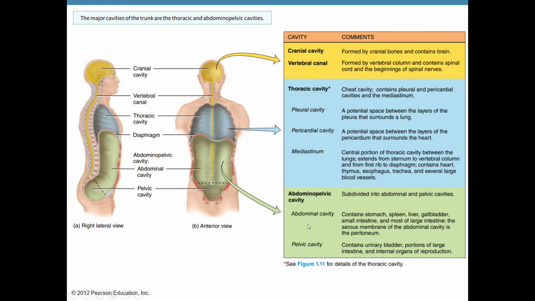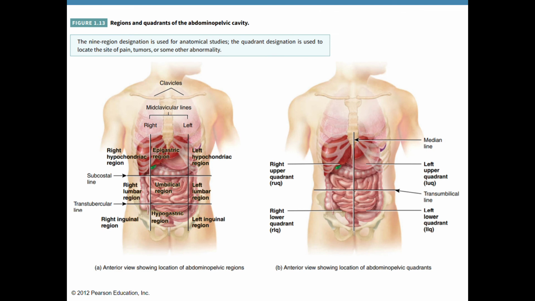The abdominopelvic cavity comprises two parts: the abdominal and the pelvic. The abdominal cavity contains the stomach, the spleen, the liver, the gallbladder, the small intestine, and most of the large intestine. The serous membrane of the abdominal cavity is the peritoneum. The pelvic cavity contains the urinary bladder, portions of the large intestine, and internal organs of reproduction. So these are the major body cavities, spaces that enclose our internal organs.